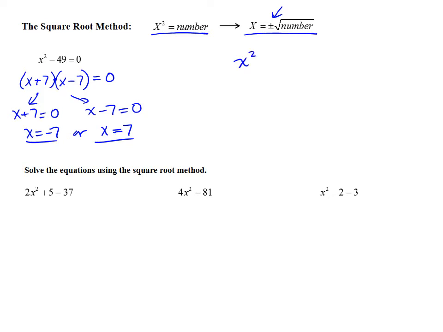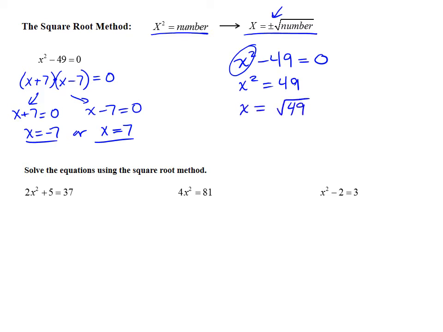If we wanted to use the square root method here, x squared minus 49 equals 0, we would go ahead and isolate the x squared first. The minus 49 is there, so we'd move it to the other side. So it would become a positive 49 on the right. And then, now that we have the x quantity squared isolated equal to a constant, we undo the square by square rooting the other side.